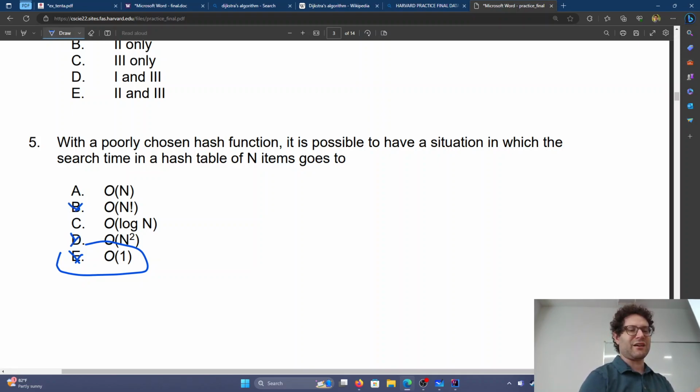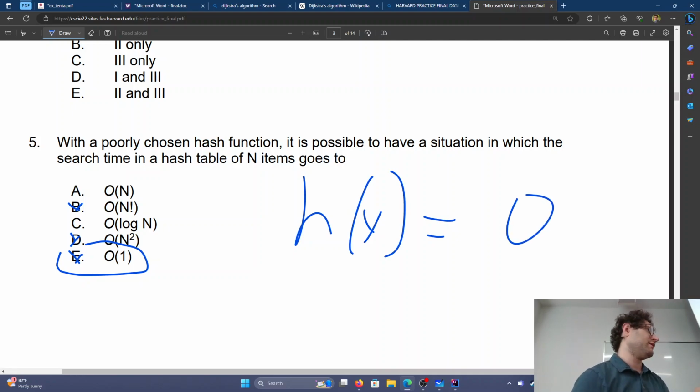So let's look at a poorly chosen hash function. Just h of x equals 0. That is a poorly chosen hash function. That's about as bad as it can get. It maps everything to the same spot. If everything's mapped to the same spot, then the search time for a single item would take O of n time, because we'd have to start at the beginning and look through all the possible collisions that have happened. So A is the worst.